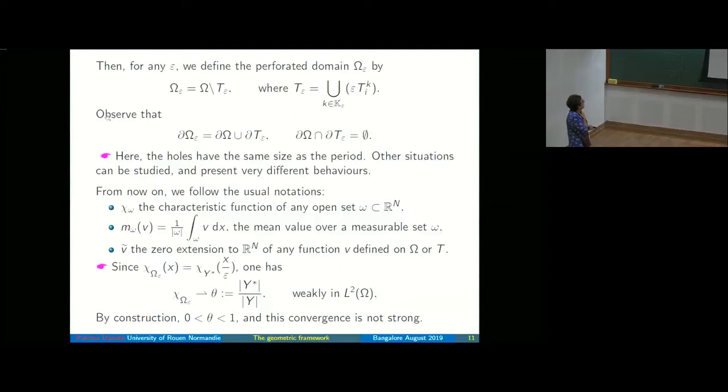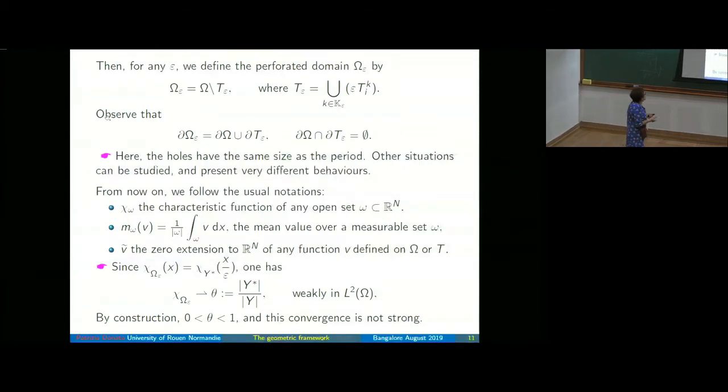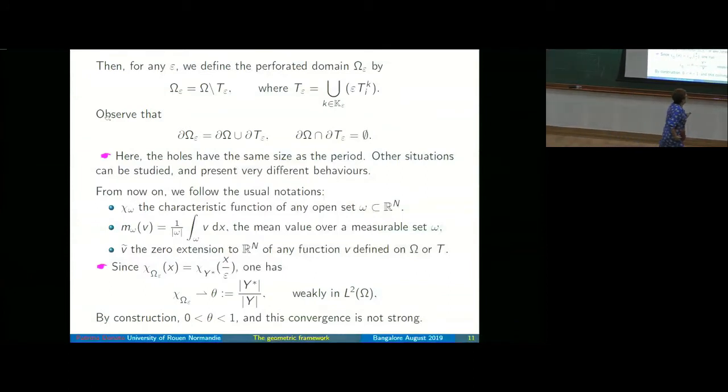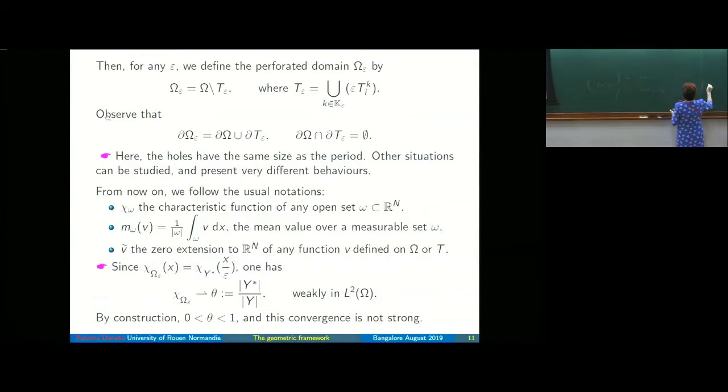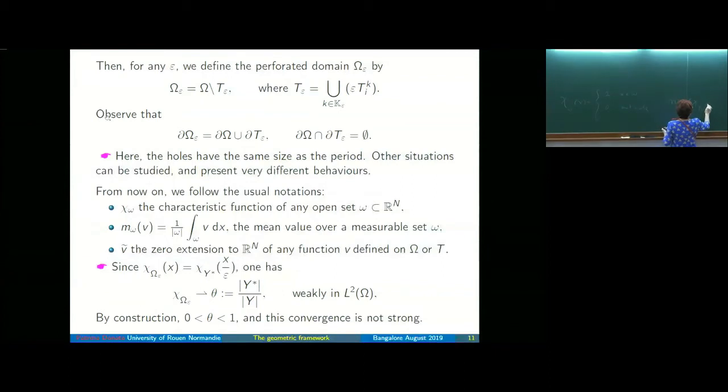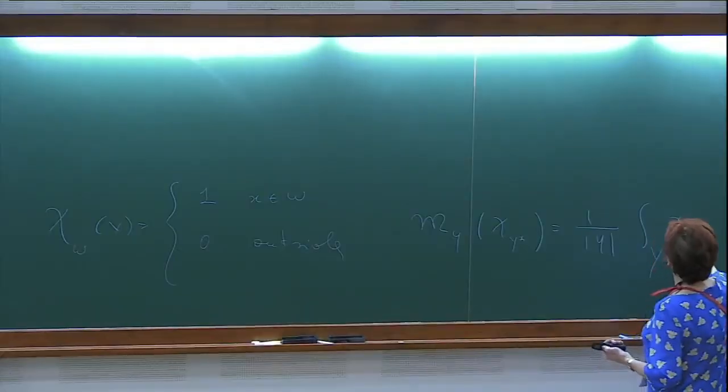Let us look at the characteristic function of our perforated domain. Since the domain is obtained by the change of scale, the characteristic function is also obtained by change of scale, so it is the form chi_{Y*}(x/epsilon). So, the usual rule: it converges to the average of chi_{Y*}. What is the average of chi_{Y*}? The average on Y of chi_{Y*} is 1 over |Y|, the integral over Y of chi_{Y*}(y) dy.